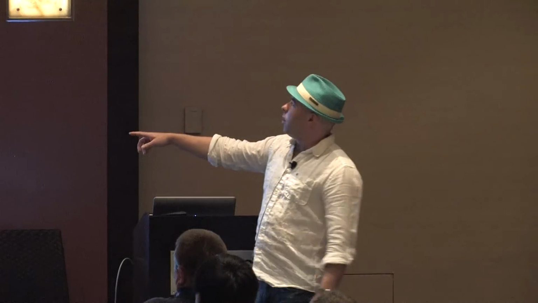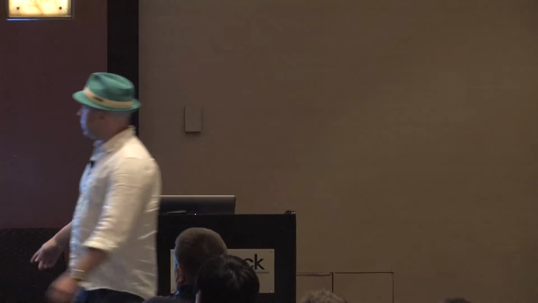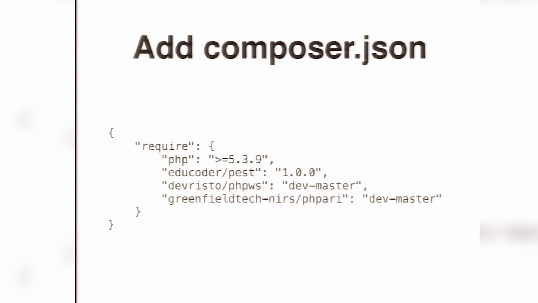You can get Composer from getcomposer.org. Composer allows you to install packages and stuff for PHP projects. The way that works is that you add a composer.json file inside your project and you say what it needs to use. For example, we've got here the Greenfield Tech PHPARI and the branch that it uses, and that specifies to Composer what libraries it's going to need to download into your local directory.